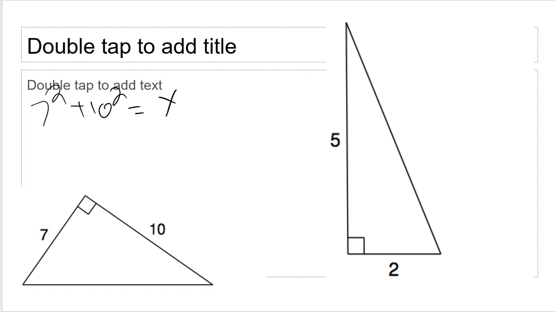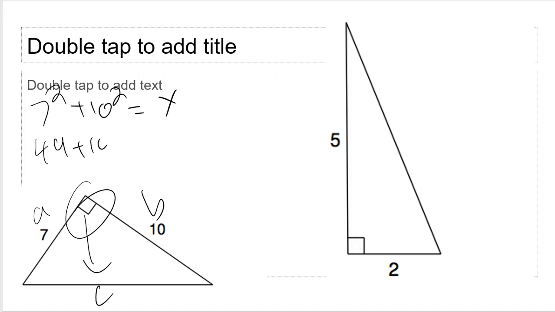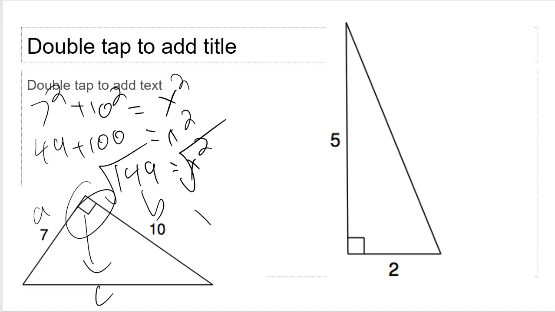Alright, two of them really quick. Now with these ones, you still have to identify, okay, I have my right angle, this must be A and this must be B, and then C is the one always opposite, because sometimes they might not always look the same. So we got 49 plus 100 equals x squared. 149 equals x squared. And I'll actually write both of them just in case. So you got x equals the square root of 149, or I'll give you one decimal, so 12.2.